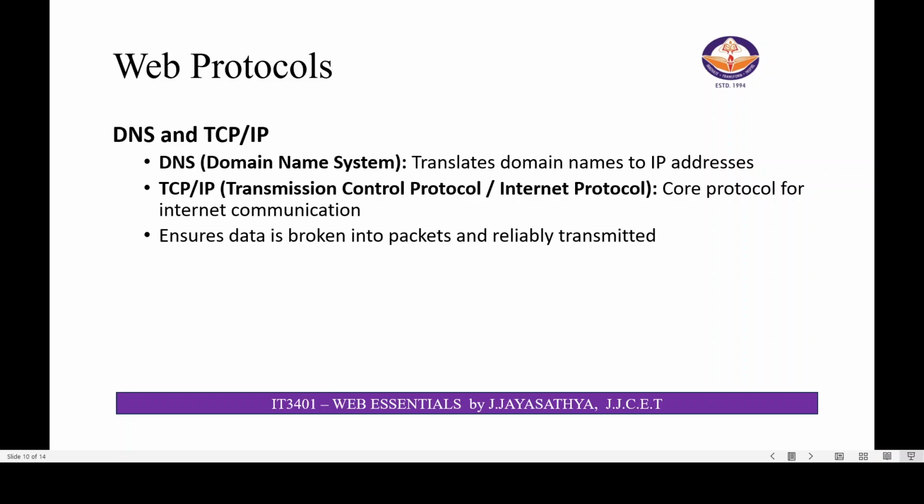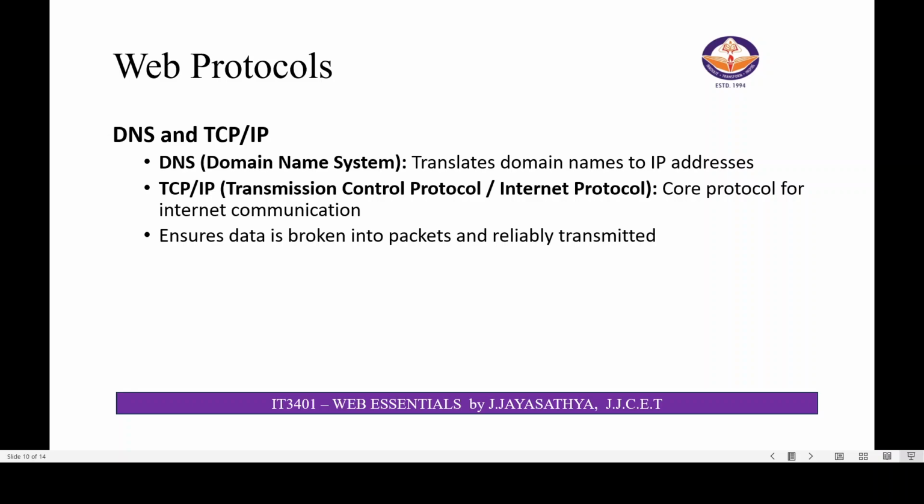Isn't it? Okay, the next one is TCP/IP, Transmission Control Protocol and Internet Protocol. It is a core protocol for internet communication. IP is like an address system. It helps devices find each other, like sending a letter to the right house. TCP makes sure the message gets there completely and correctly, like delivery confirmations. TCP is only for the delivery confirmations, and IP is like sending a letter to the right house.